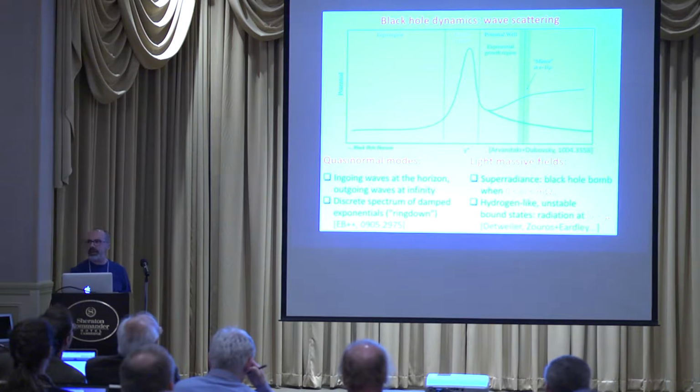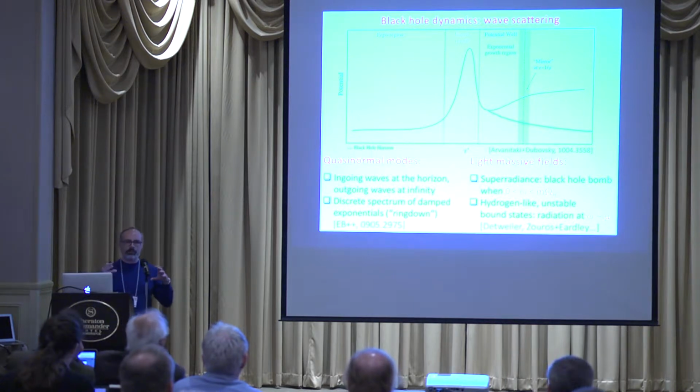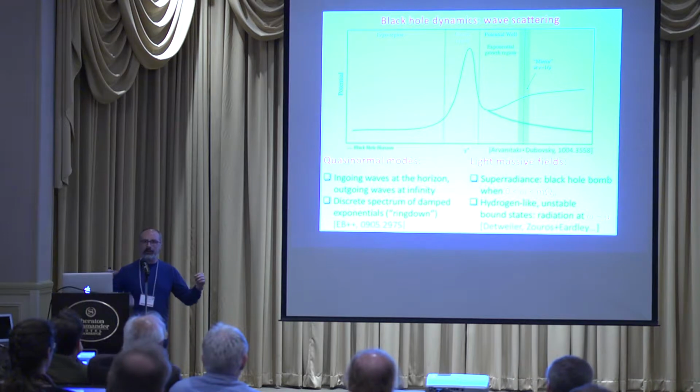So let me explain the very basic physics behind all of this. Essentially, if you take a Kerr black hole solution and you perturb it, you can separate out the angular variables like you do when you solve the hydrogen atom in your elementary quantum mechanics class. And you come up with a radial wave equation that is essentially a one-dimensional scattering problem with a potential barrier.